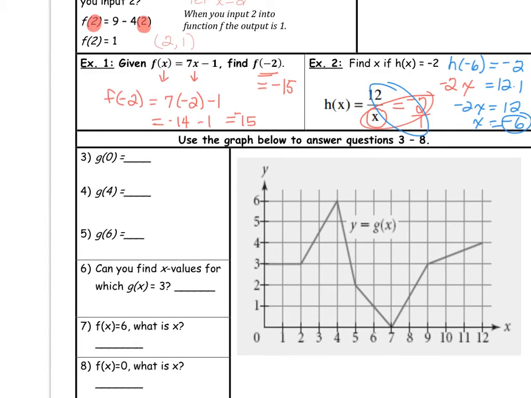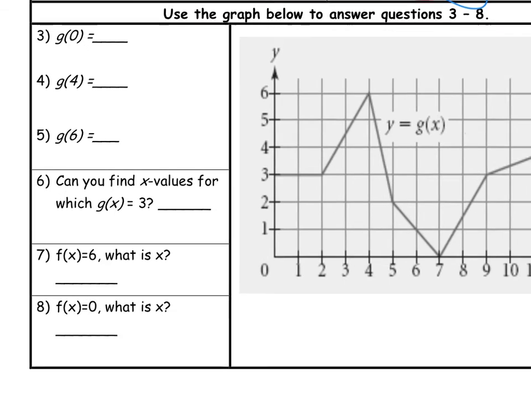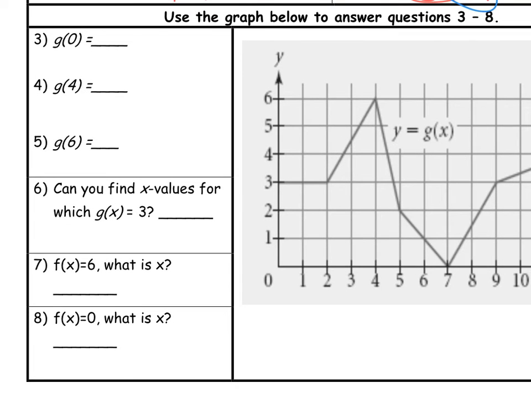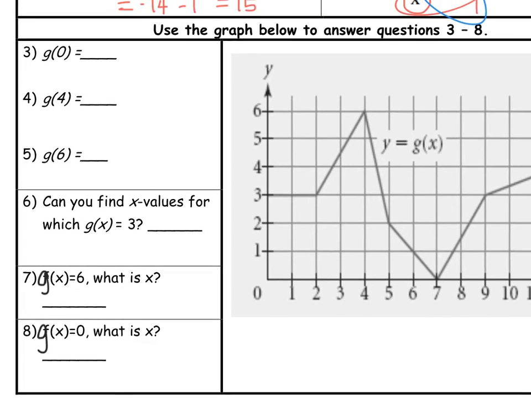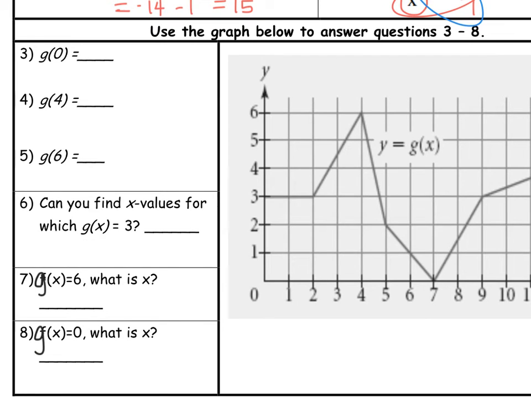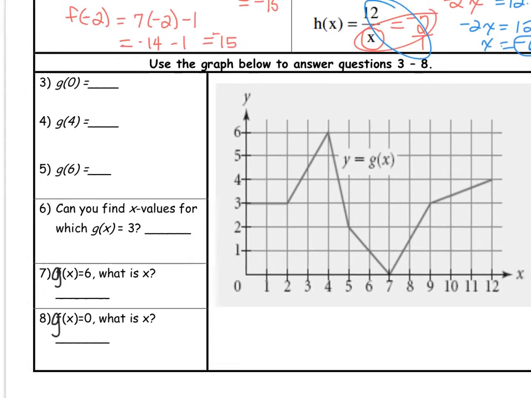Okay, we're going to use the graph below to answer questions 3 through 8. Unfortunately, we have a typo right here. So for 7 and 8, these should both say g of x, not f of x. So our function that we're looking at is g of x. Do we know what the function is? We don't. We just know that we have a graph of g of x right here.